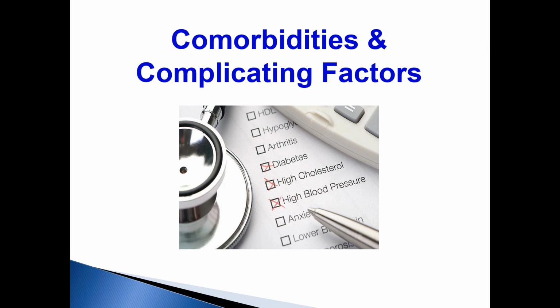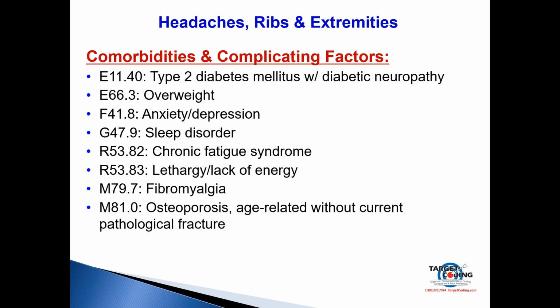Comorbidities and complicating factors. These can impact the plan of care. That's the key thing right here. If they're impacting the plan of care, then you should include it as part of your overall approach. If it's not impacting the plan of care, then I guess you don't have to make a big deal about it. For example, if the patient has diabetes, but it has nothing to do with what they're coming in with, then it doesn't impact the plan of care.